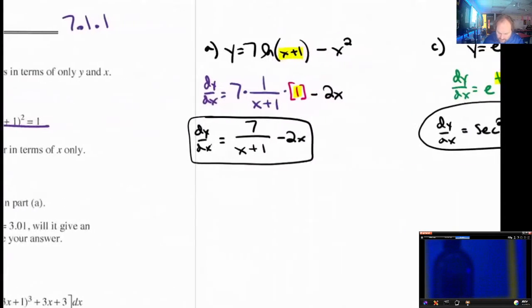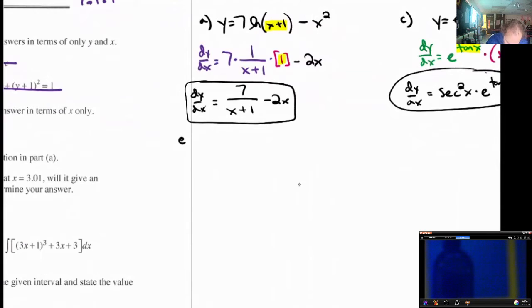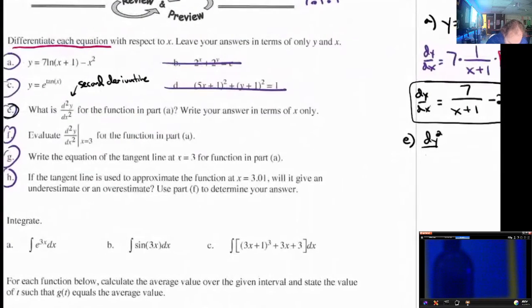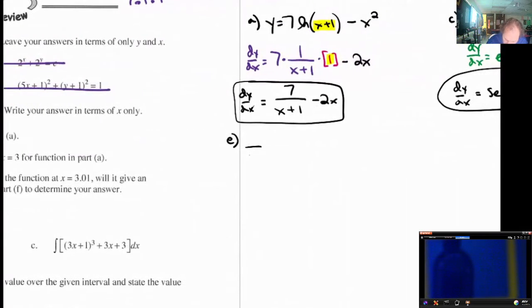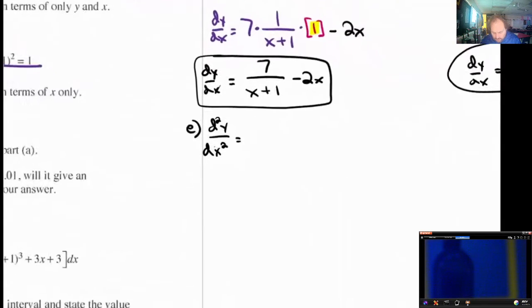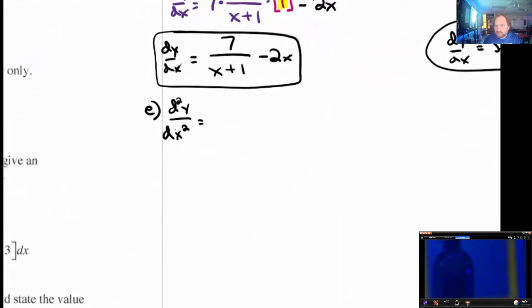So for part E here, we're going to go to the next level down with this one. We're going to look for d squared y over dx squared. For this, we have two terms. We have the 7 over x plus 1, and we have the minus 2x. So we're going to deal with them separately as we think about this problem.